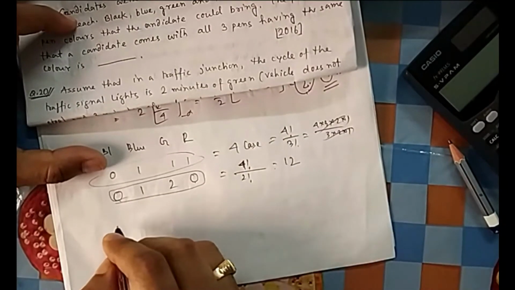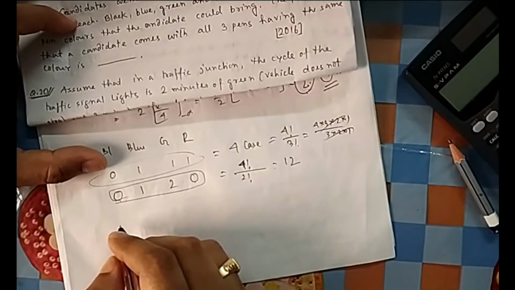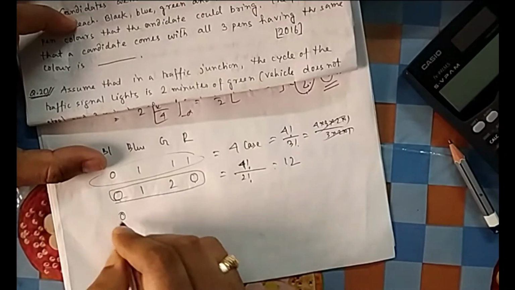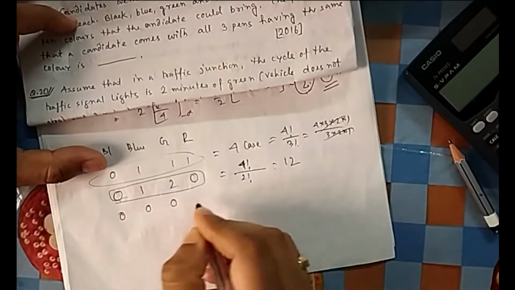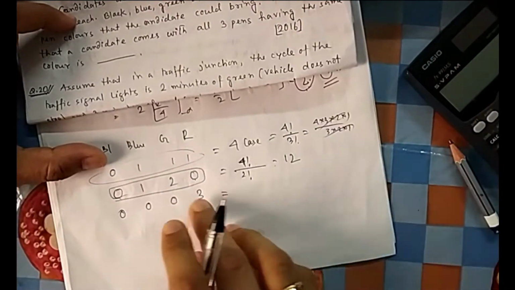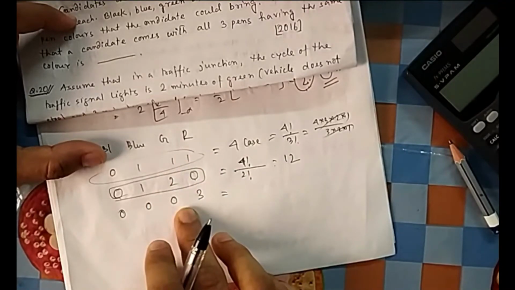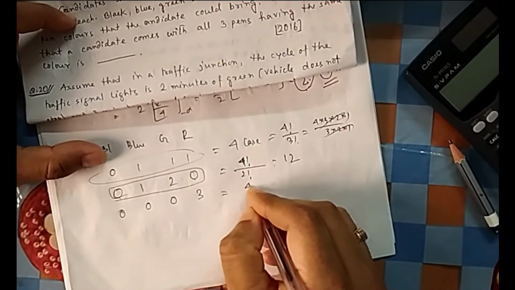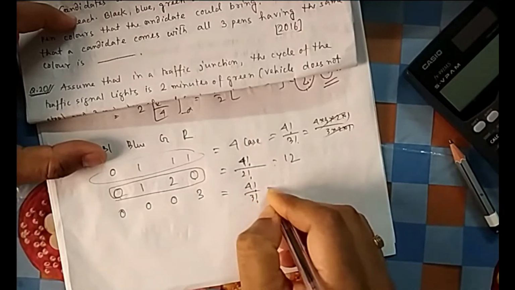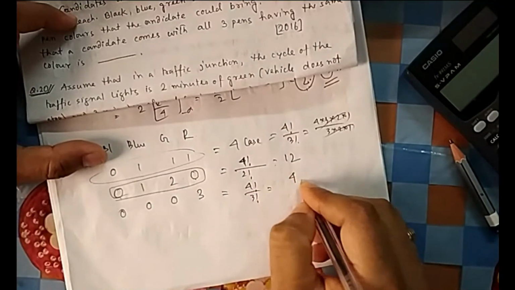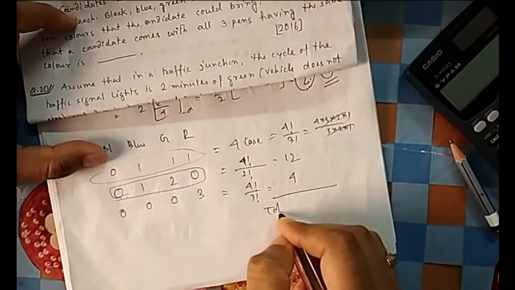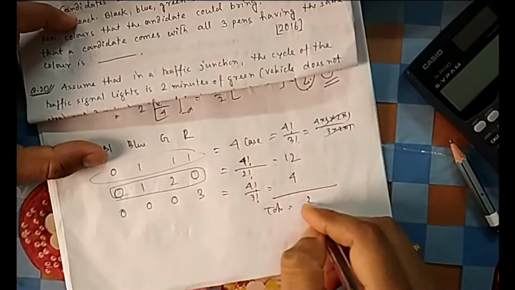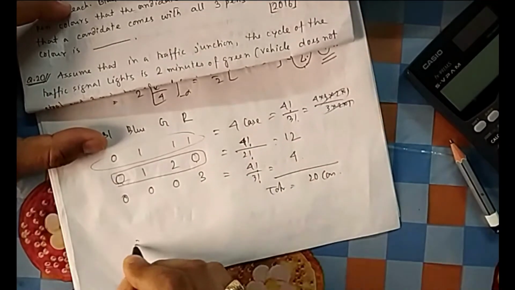And there is one more case. What are the cases possible? And the next case is 0, 0, 0, 3. This is also a case. All of same color, the rest is 0. So these are the possible cases. Do you have any other cases? Again 4 factorial by 3 factorial, 4. So total cases 12 plus 4, 16, 20 cases. So 20 is the total cases.